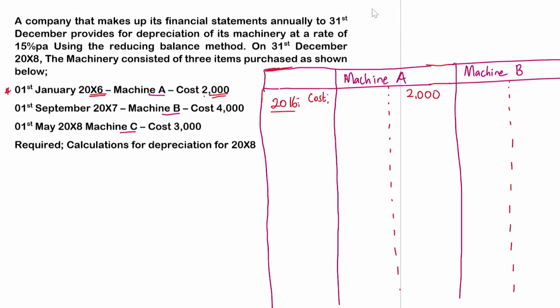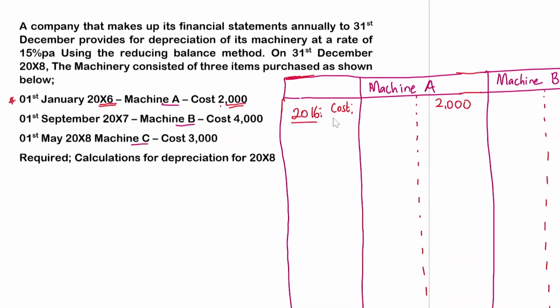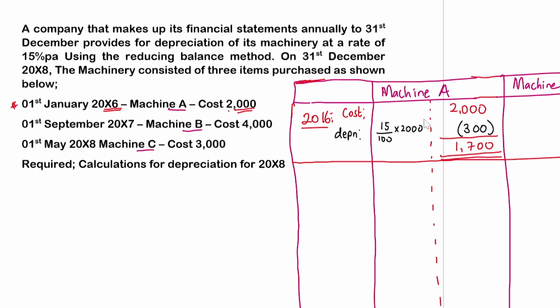reducing balance. So if it is reducing balance depreciation, I'll use a different color to calculate depreciation. So the depreciation here is going to be 15% per annum. So it's going to be 15 over 100 times 2,000, and that is going to give us 300. And when we subtract that, we are going to end up with depreciation for machine A after 2016, which is going to become 1,700. That is as far as 2016 is concerned for machine A.